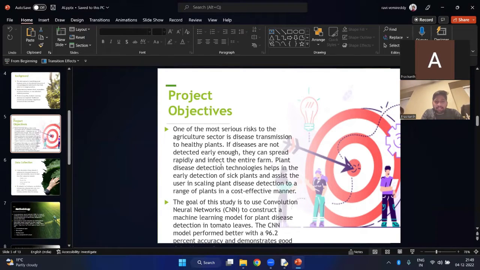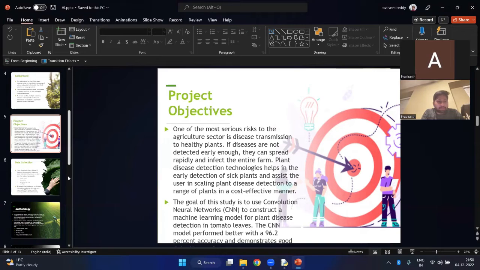Plant disease detection technology helps in the early detection of sick plants and in scaling plant disease detection to a range of plants in a cost effective manner. It also decreases the productivity loss of farming. The goal of this project is to easily identify the disease to protect the health of the plants. The goal of the study is using CNN, a neural network, to identify the diseases. It is a machine learning technique used to detect the images. That is the reason we have used this one.